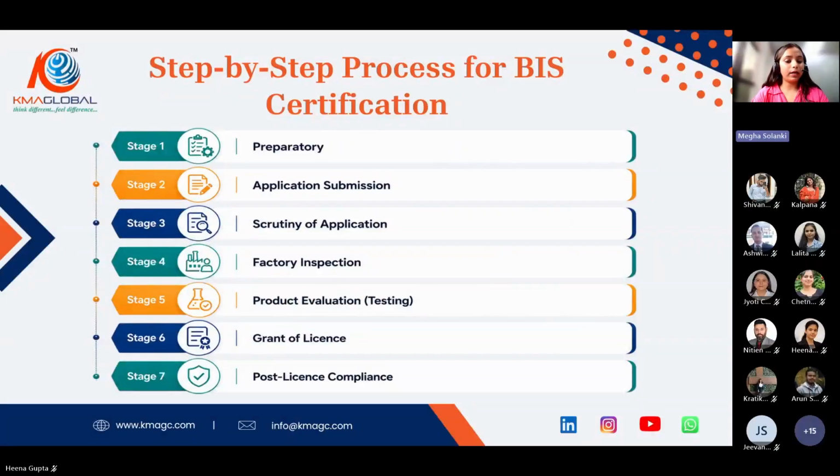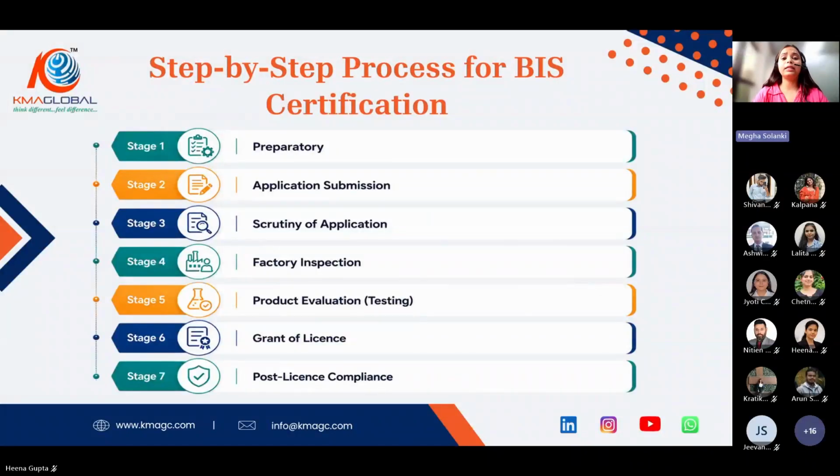Stage 5, product evaluation. Then the collected samples are tested in a BIS recognized laboratory in India. The withdrawn sample must meet the requirements of the Indian standard. If the product passes all the requirements, then the certification process moves to the next step. Stage 6, grant of license. If the factory inspection and product testing are successful, then BIS grants the license, and the manufacturer becomes authorized to use the ISI mark on their product after depositing the applicable marking fee.